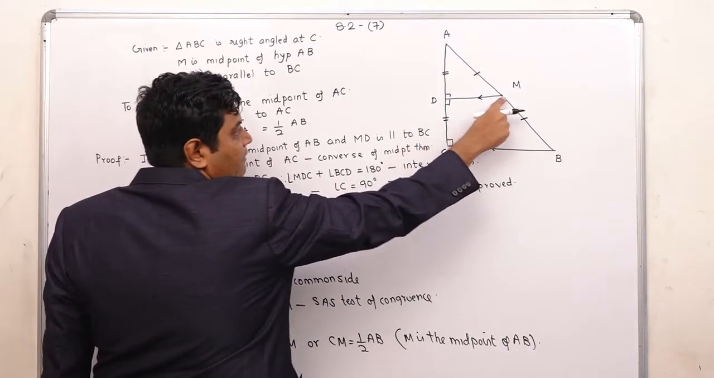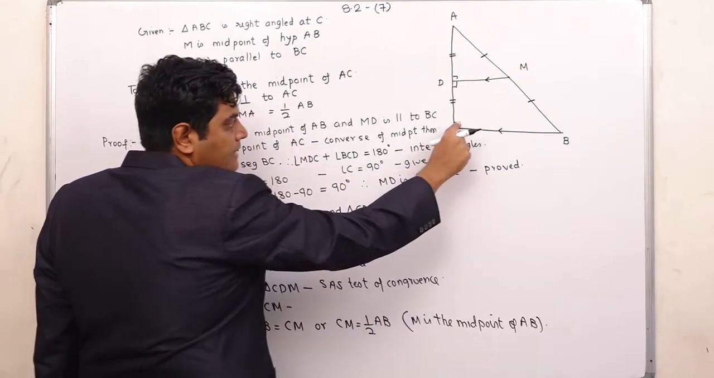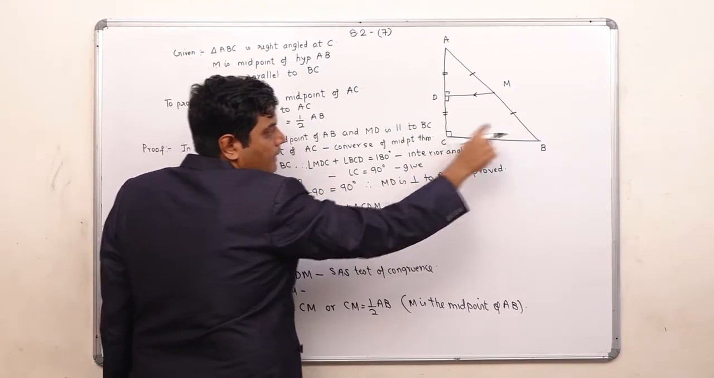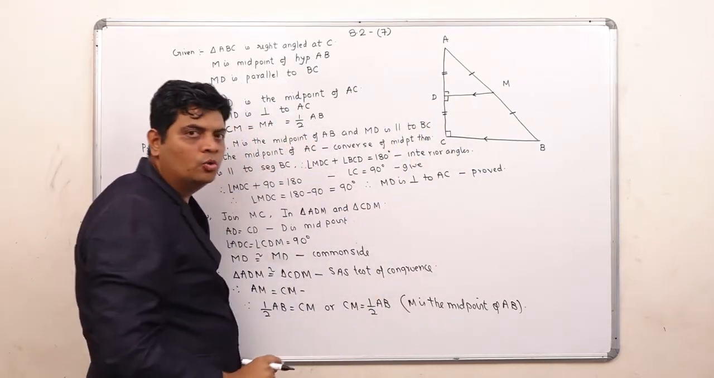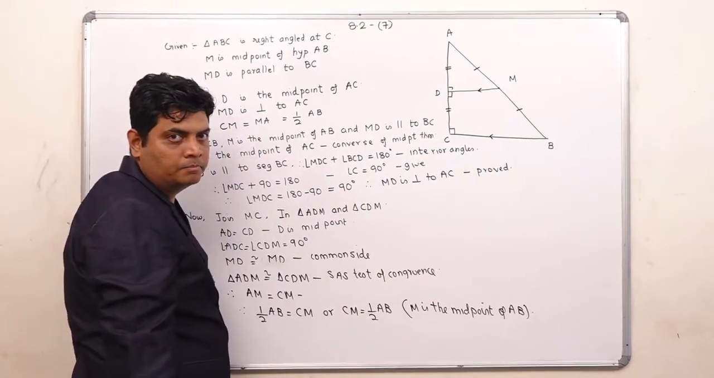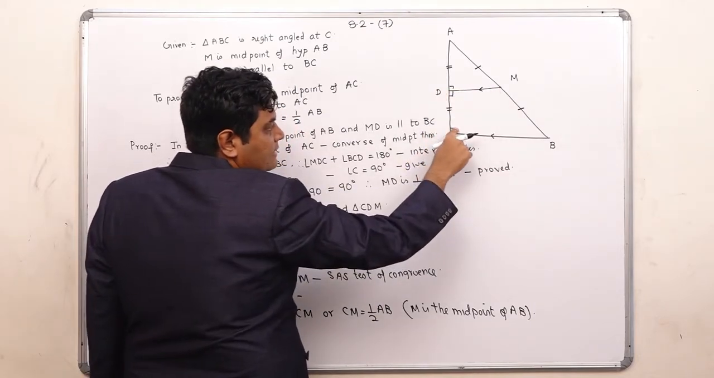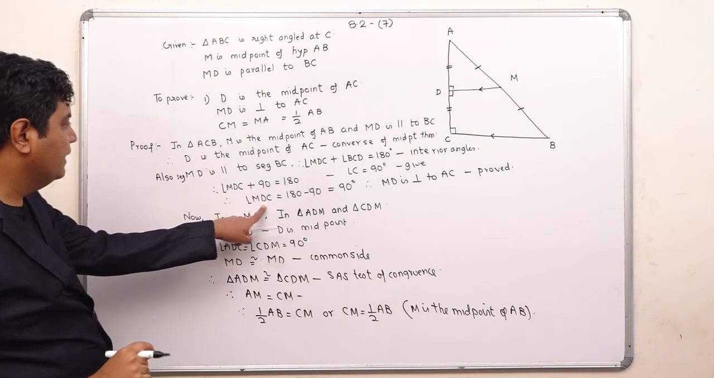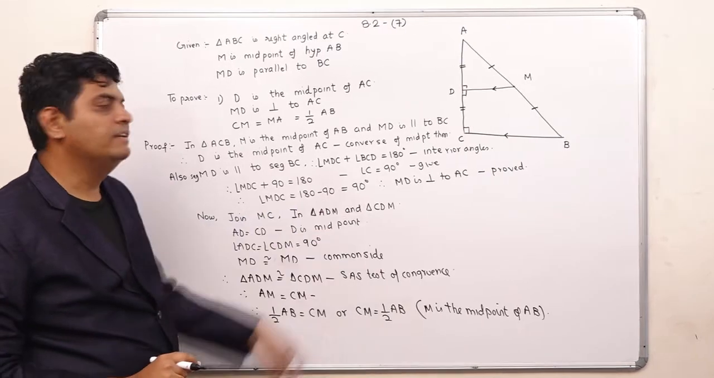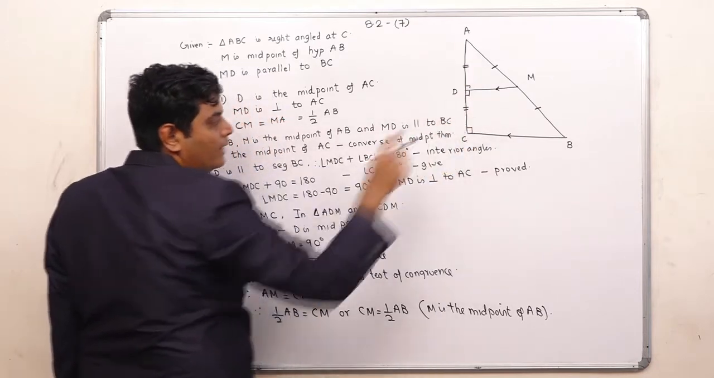Second part, it is given MD is parallel to BC and DC is the transversal. Angle C is 90 degree given. So can I say angle MDC plus angle BCD is equal to 180 degree? Reason? Interior angles of parallel lines. So angle BCD is 90. So angle MDC plus 90 is equal to 180. So angle MDC is equal to 180 minus 90, which is equal to 90 degree. So this angle is 90. So therefore MD is perpendicular to AC.